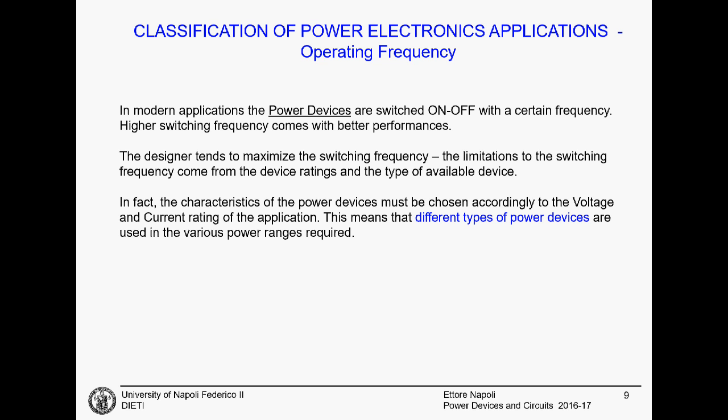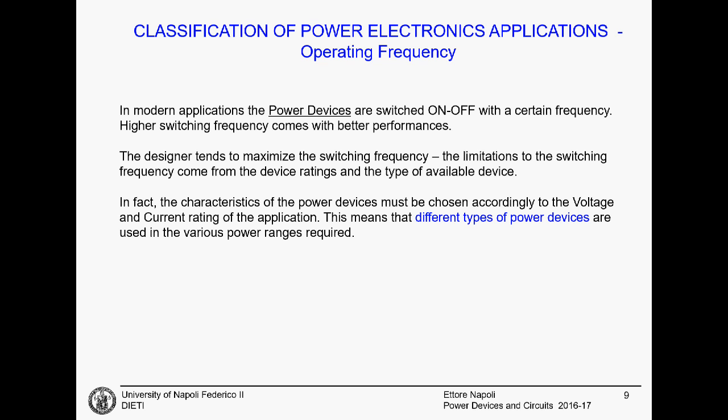However, for a very fundamental physics motivation, big circuits, big devices tend to switch slower. This is true for mechanical systems. If you have a very big system, the typical oscillation frequency will be smaller, and small systems will move much faster. And more or less the same happens for power devices. Power devices for low power application can be small, can be designed in a particular way to be very fast and switch at very high frequencies.